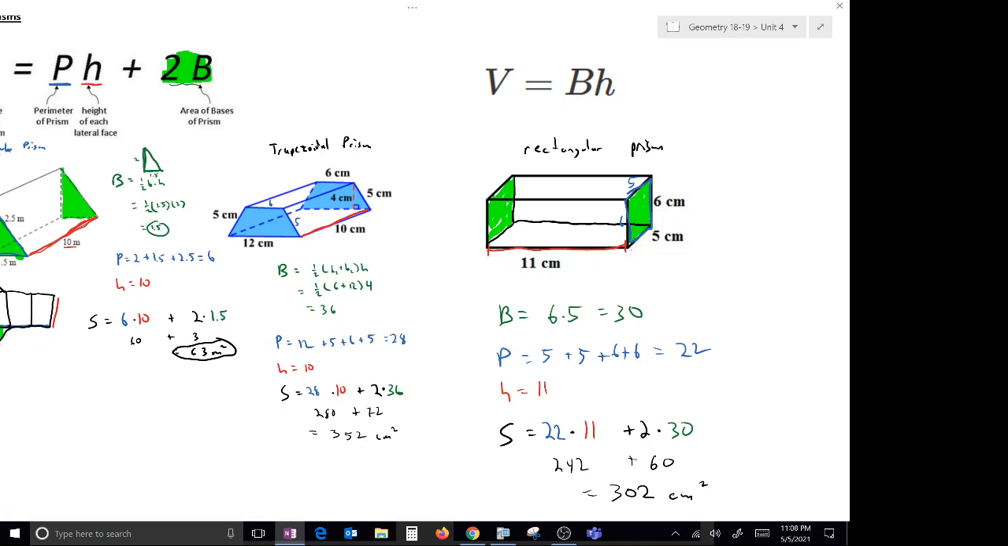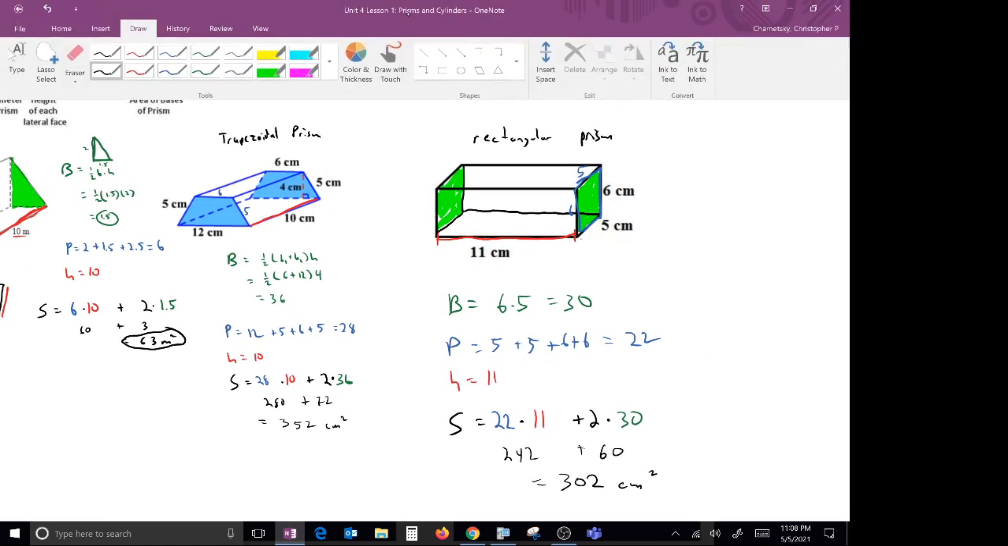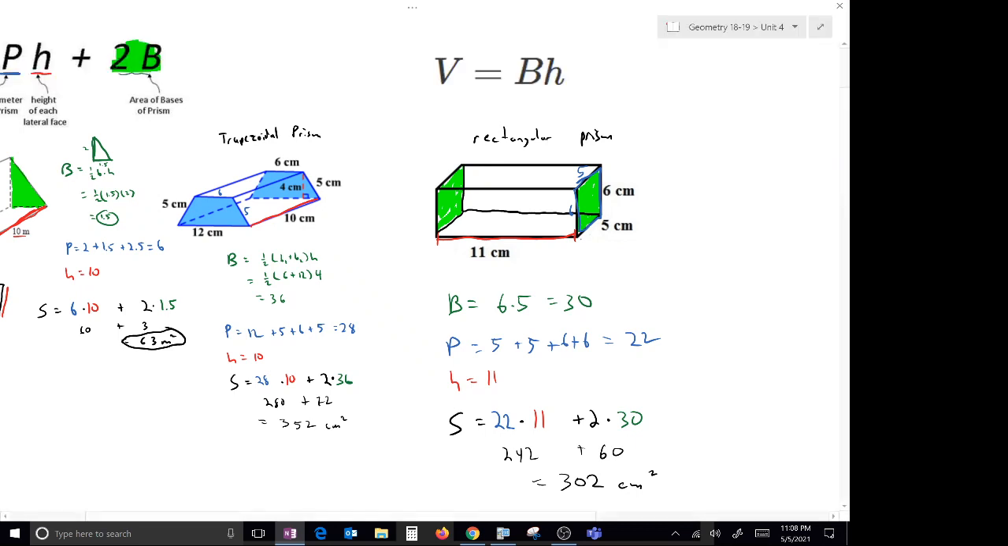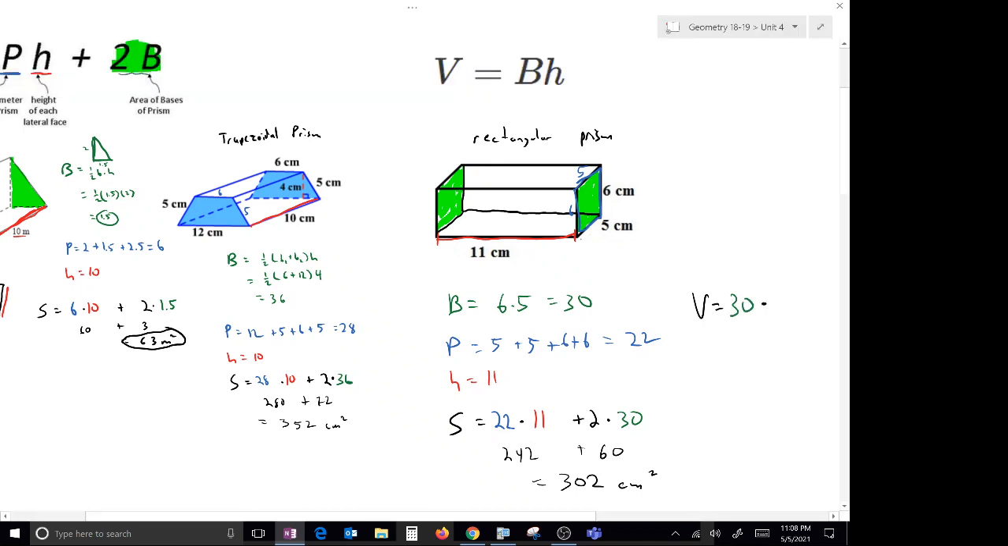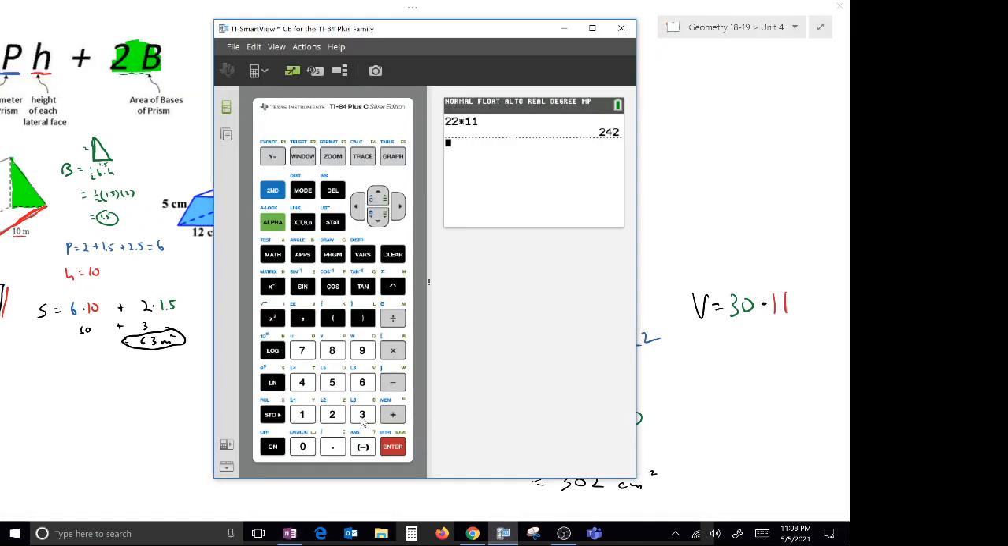Our volume formula is actually way simpler. It's just the area of the base times the height. And actually, we can run through these pretty quickly and find the volume because we already have the area of the base and we already have the height. So for the volume problem of the last one we just did, that's just going to be 30 times 11, which is 330.